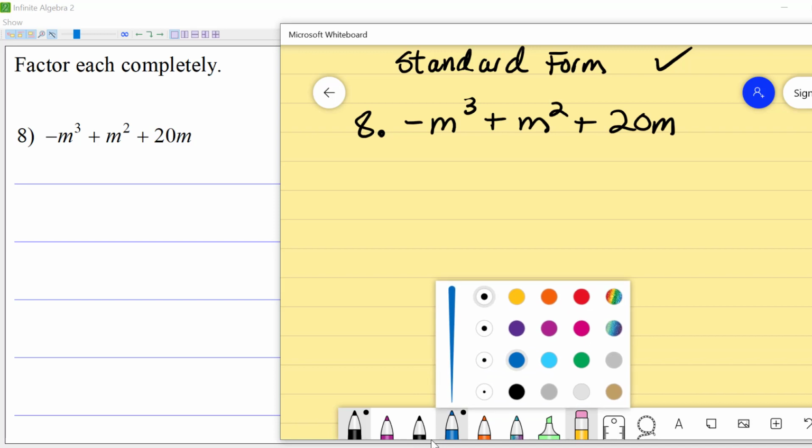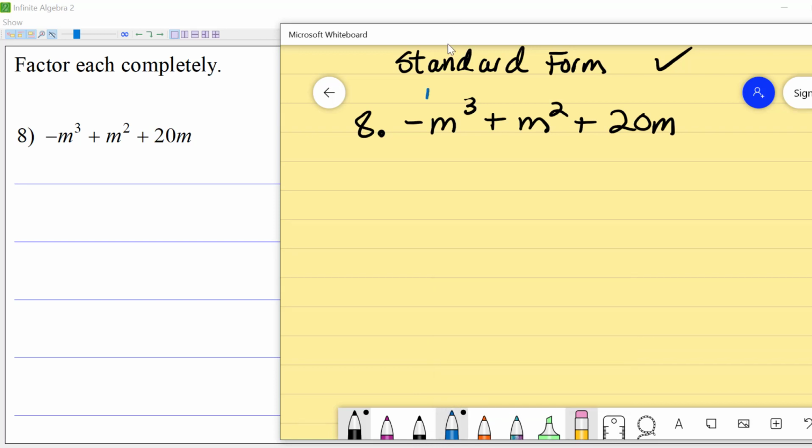So just to make sure we're all on the same page, it is 1m. That is the greatest common factor. And then we're going to check, is the leading coefficient negative? It is in fact negative, so this is negative. So we're gonna have to factor that out.